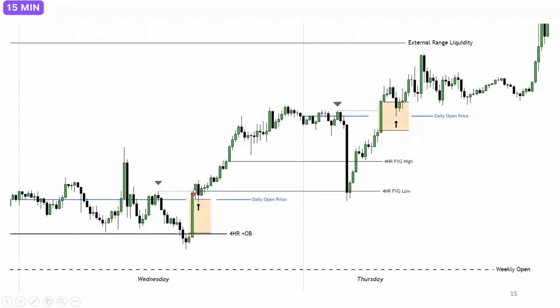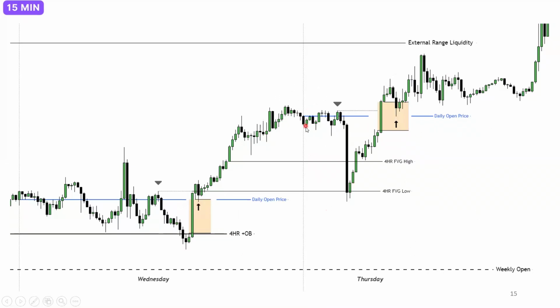So you can see how price broke structure here after taking this liquidity, finding support at this 4-hour order block. As soon as it broke this high, it created what? A fair value gap. As soon as price returns into this fair value gap, it gives an opportunity for an entry. So you can see how the trade played out.